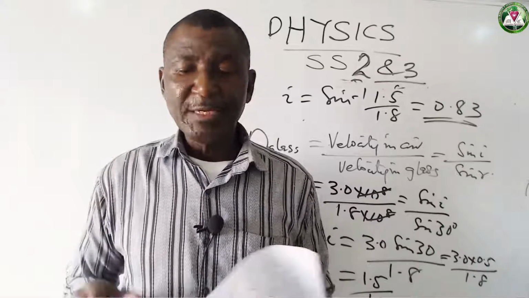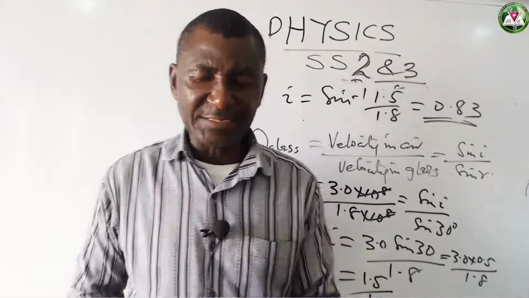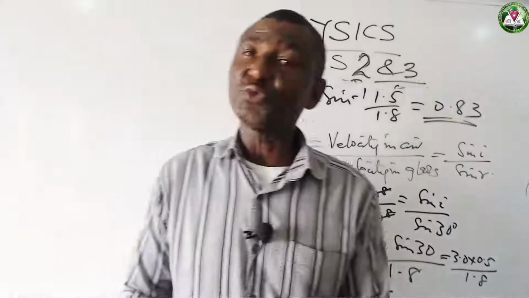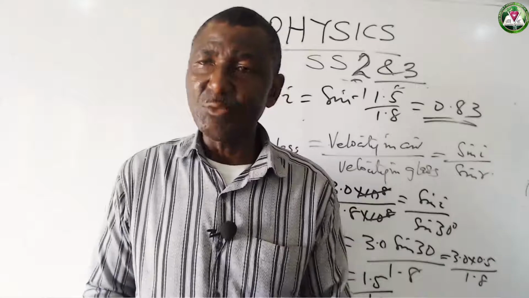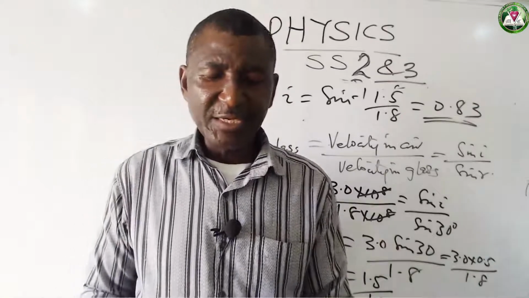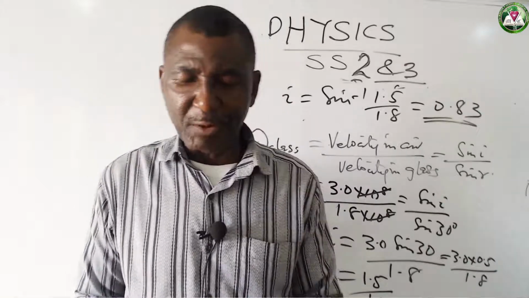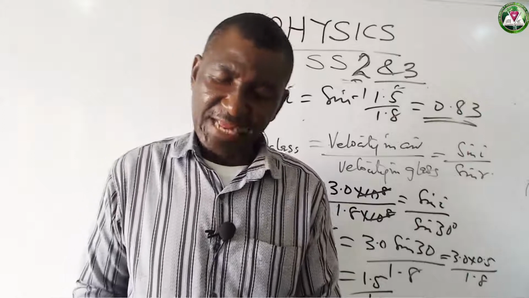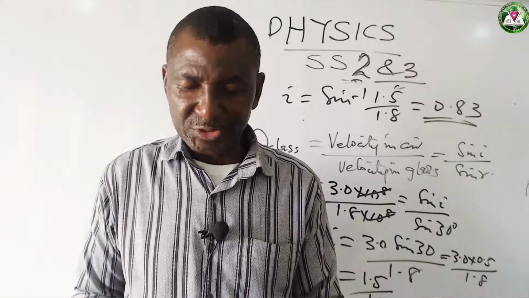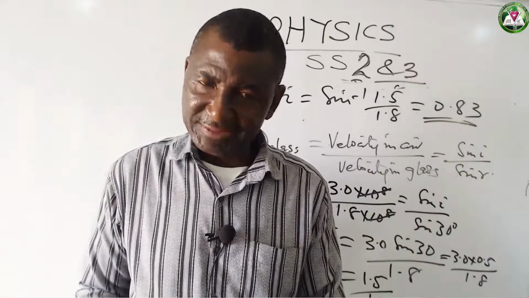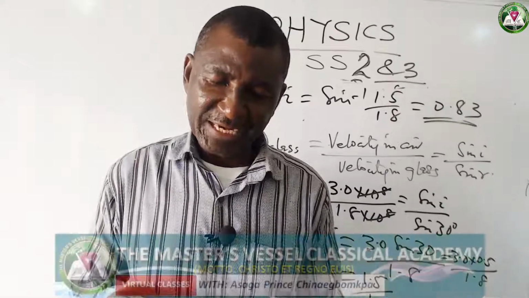And finally, the refractive index of glass with respect to air is 1.65. If the speed of light in air is 3.0 times 10 raised to power 8 meters per second, determine the speed of light in the glass.